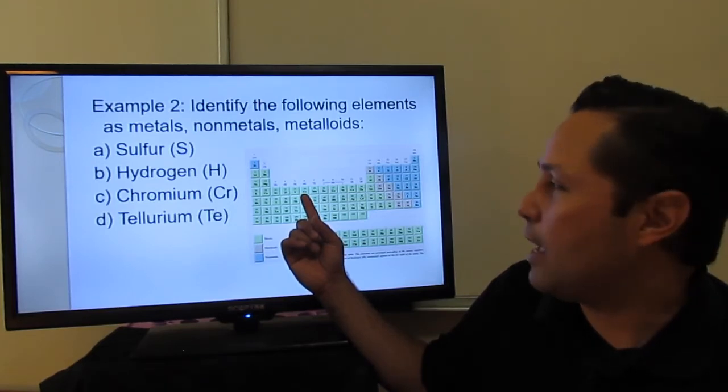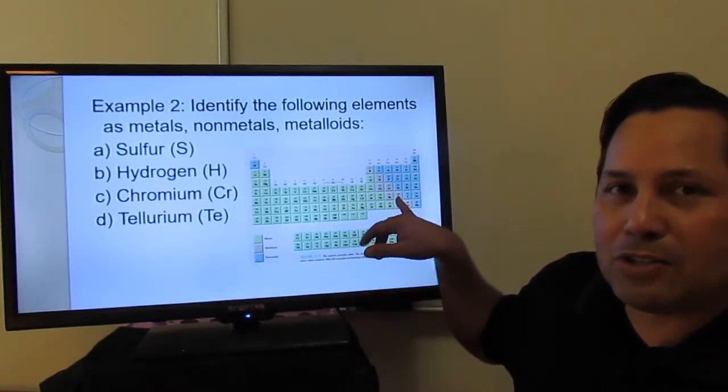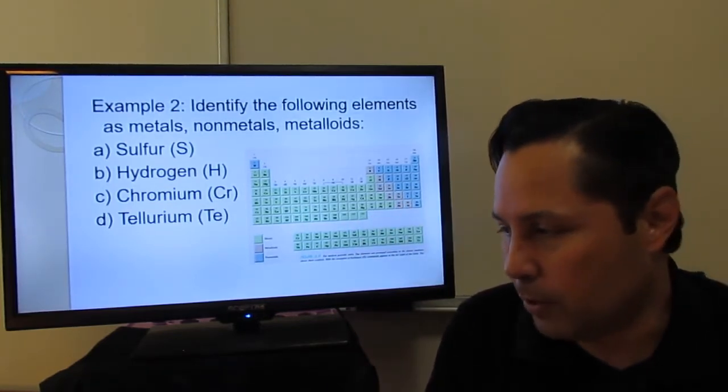That is a metal. Tellurium. Tellurium, you'll find number 52 right here. It's in tan color, so it's a metalloid, somewhere between a metal and a non-metal.